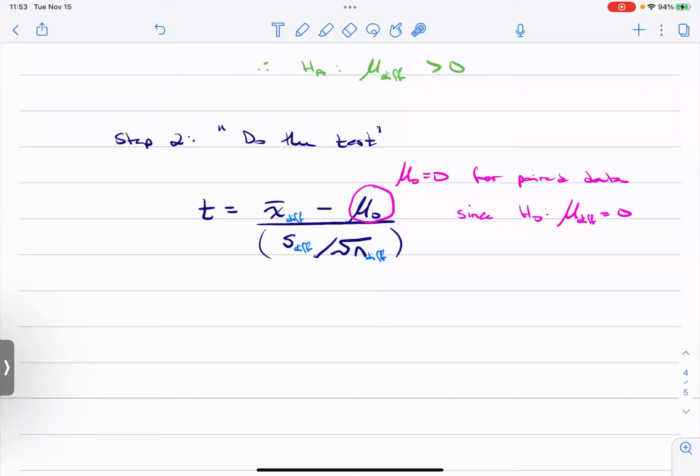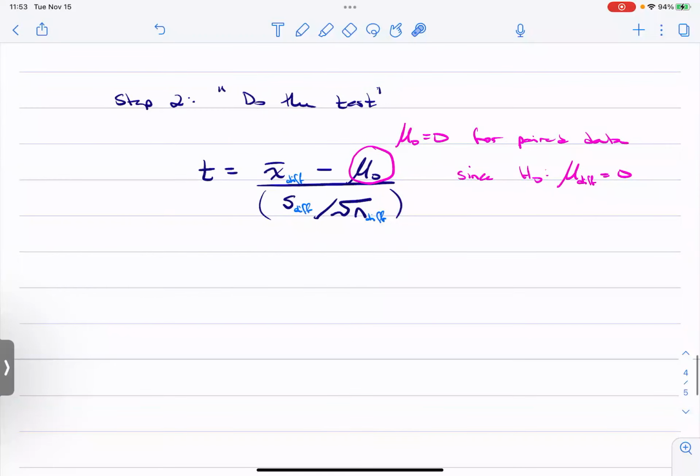How far is the mean difference? So the sample mean difference from 0, is it significantly far enough away from 0 to reject the null hypothesis?